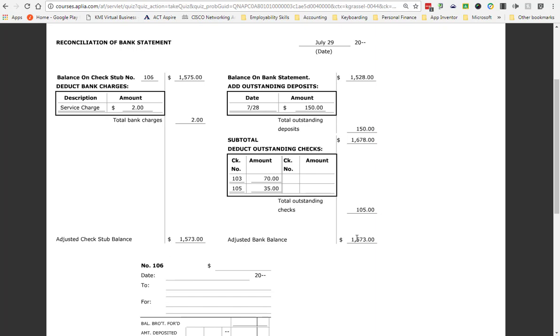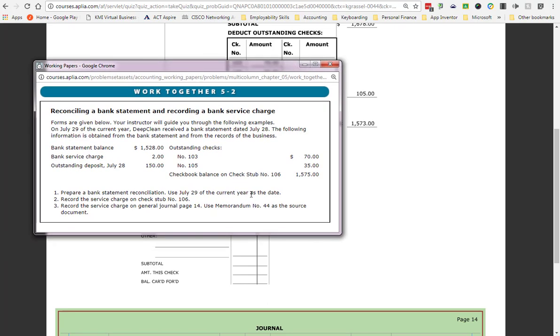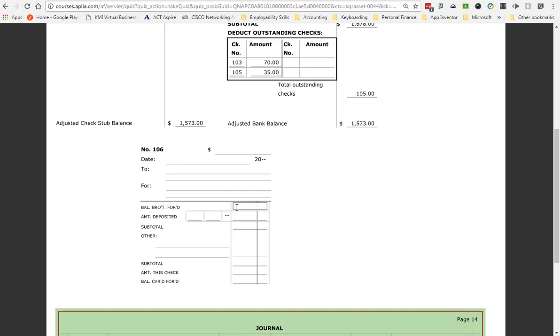So now our next step, once we get our bank reconciliation to prove, is we have to go on our check stub right here, and we have to go through and deal with that $2. Because we deducted $2 because of the service charge there. So I need to go down here on my check stub, and I have a little bit of an issue because notice that the amount is not filled in. It says checkbook balance on check stub number 106 is 1575. So I need to put that right here.